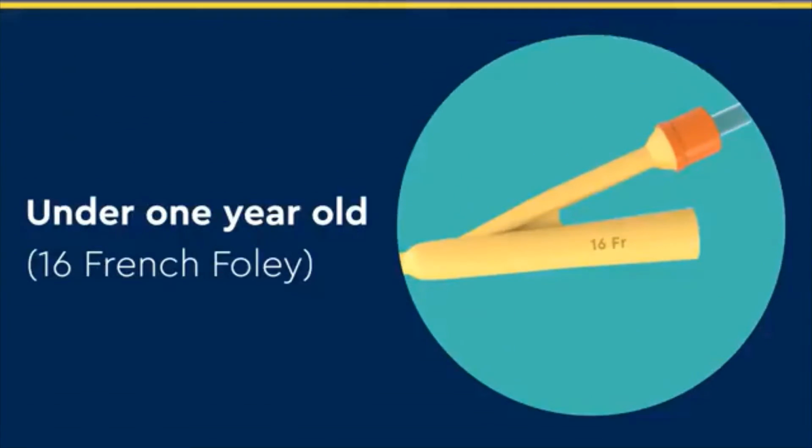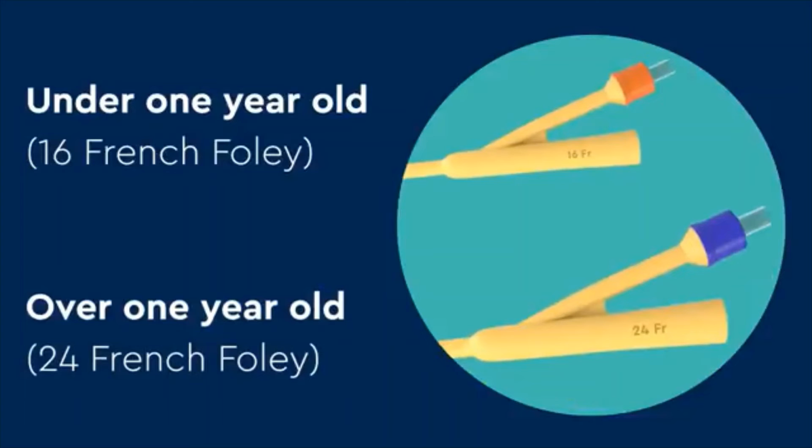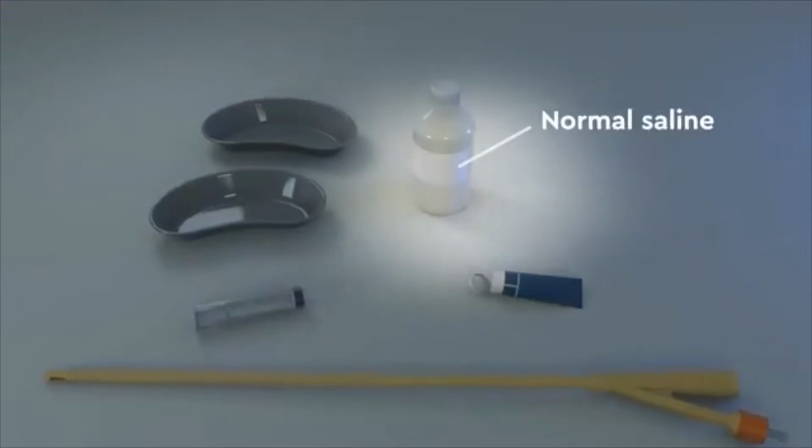If your child is under 1 year old, a size 16 French Foley catheter should be used. And if your child is over 1 year old, then you'll need to use a size 24 French Foley catheter. You'll also need water-soluble lubricant and normal saline.